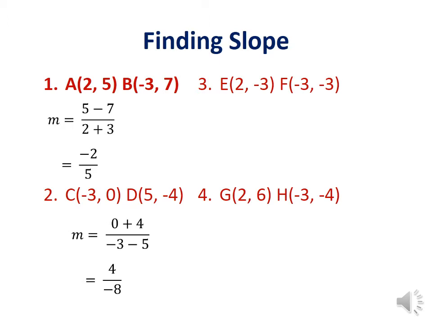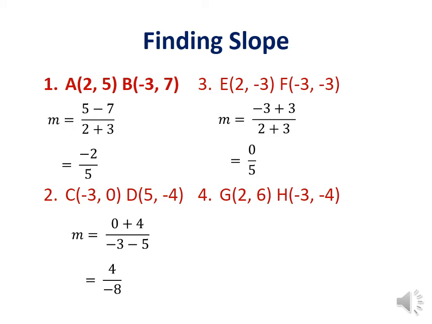Maybe equal 0, or apply the rule: negative 3 minus 3 over 2 plus 3. Negative 3 plus 3 means 0 over 5. Finally, it will be 0. So if the slope equals 0, the line is parallel to the x-axis.